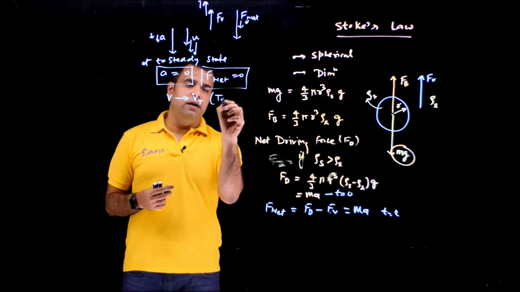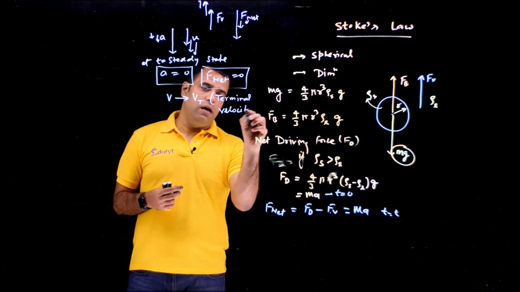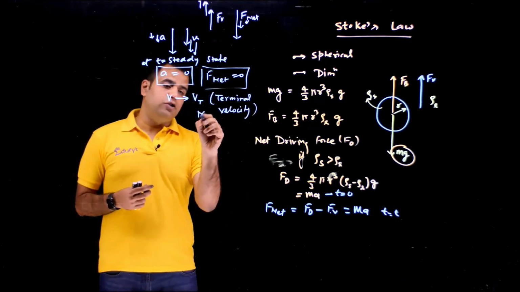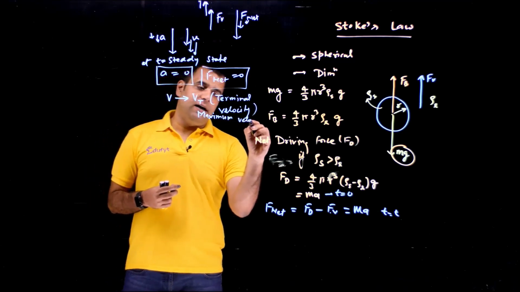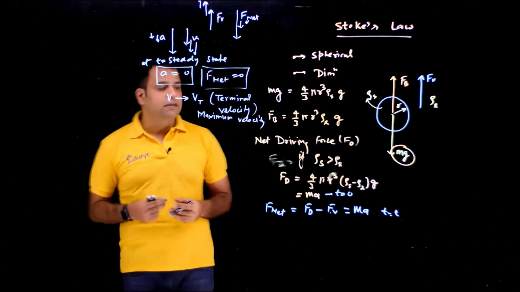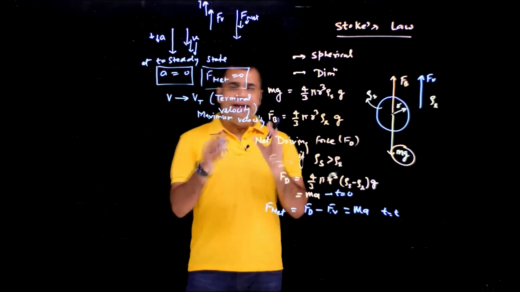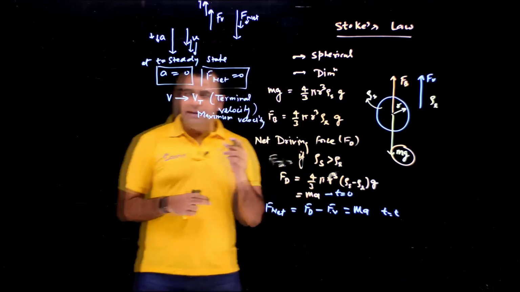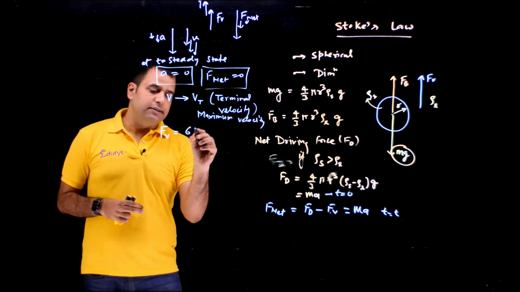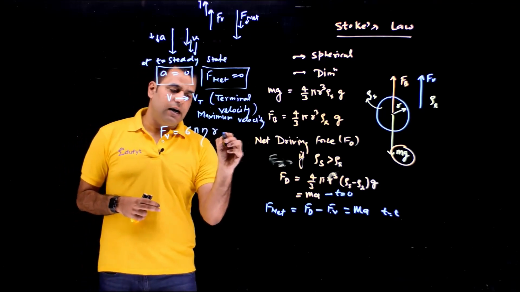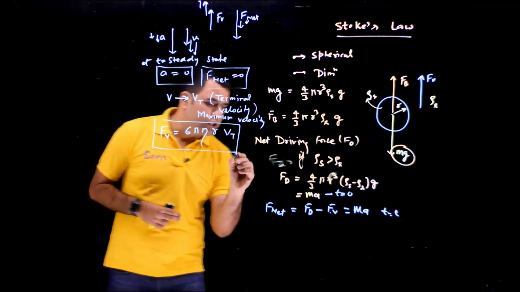We call it terminal, and that is also the maximum velocity which is possible, because at this instant acceleration becomes zero, so no further increase in the velocity will be happening. So at that instant, the viscous force will be equal to 6 pi eta r Vt. That's your Stokes law, or you can say Stokes theorem.